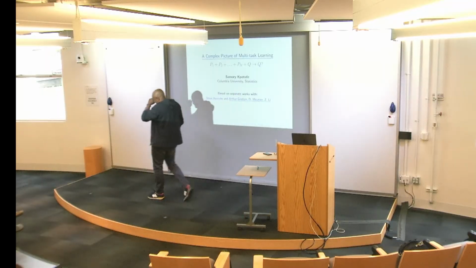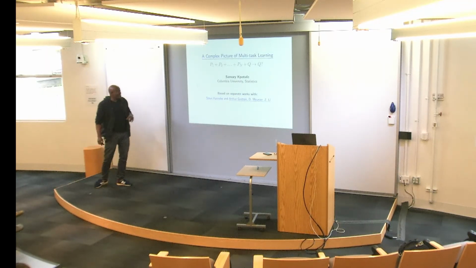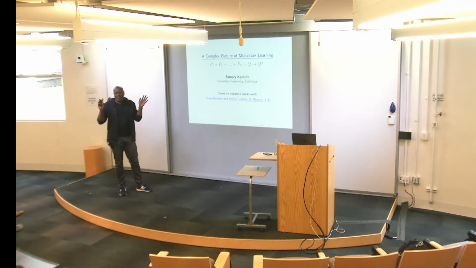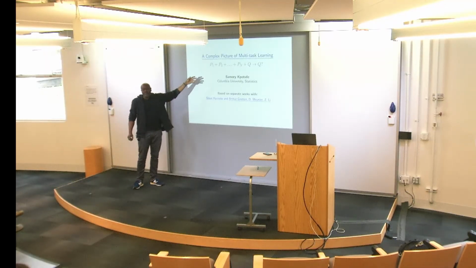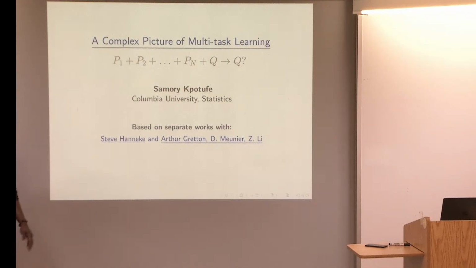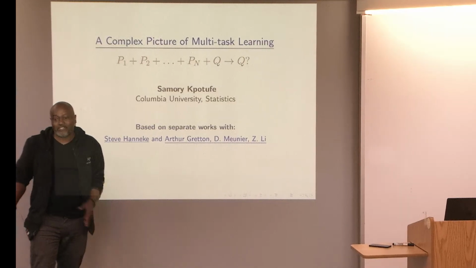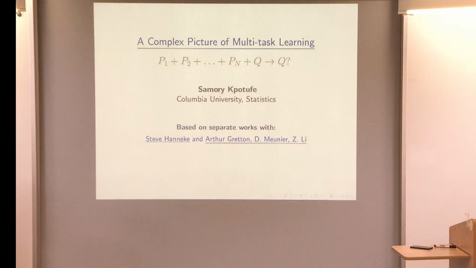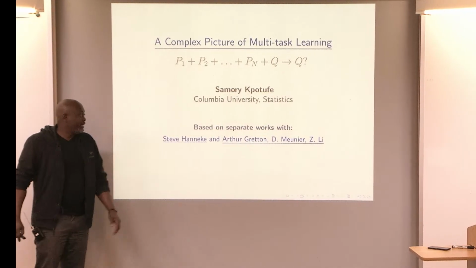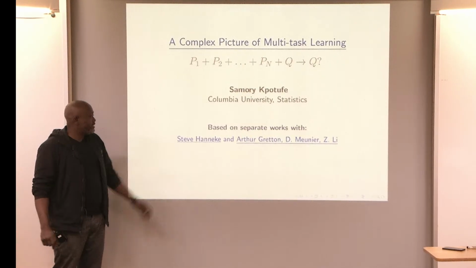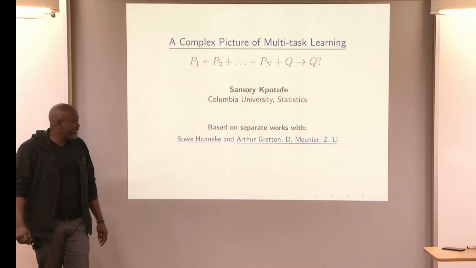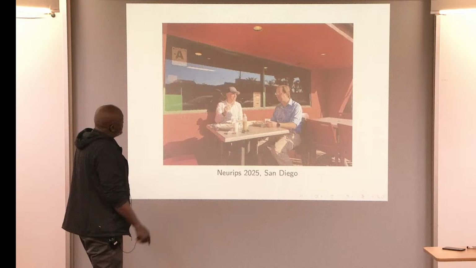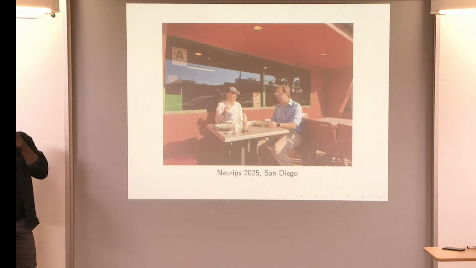Hi everyone. So I just want to talk about multitask learning. Here I mean multitask learning very generically. You can call it multi-source learning, etc. The whole point is that you have a lot of data from multiple distributions, and you want to do well with respect to one distribution. So the talk will be based on two pieces of work, one with Steve Hanneke and another with Arthur Gretton, Dimitri Meunier, and Zuli.